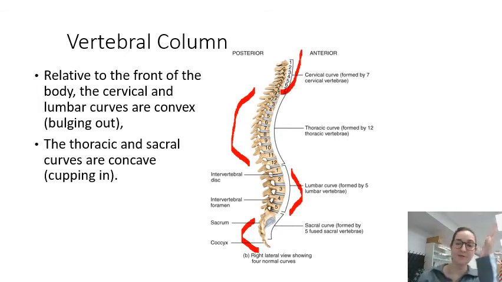So it's kind of this S shape where it goes in and out. Now, if we look at it head on, it should be straight. It shouldn't go left to right, but it does go front to back. There should be curvature.